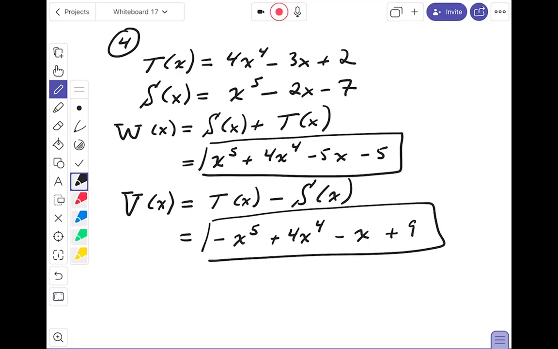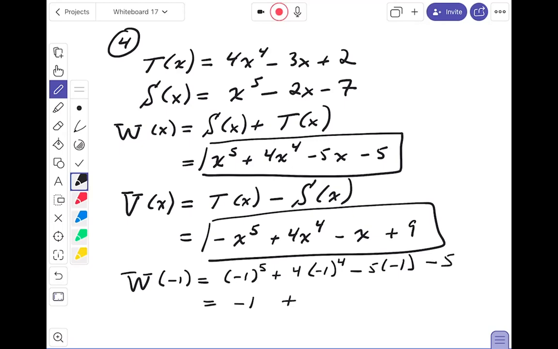All right, let's keep going. What do they want me to do now? They want me to evaluate w at minus 1. Let me put that down for you. That's minus 1 to the 5th power plus 4 times minus 1 to the 4th power minus 5 times minus 1 minus 5. Let's see what we get over here. This would give me minus 1. This would give me 4. This would give me 5. This would give me minus 5. Fairly simple arithmetic. You'd end up with 3.